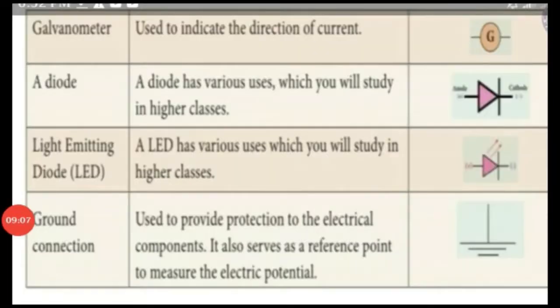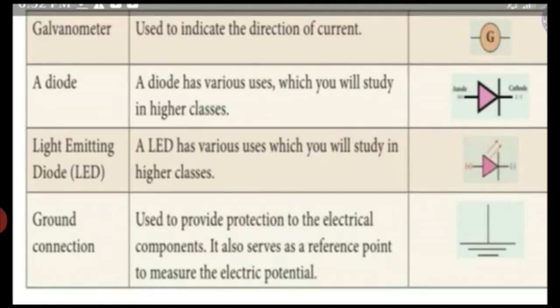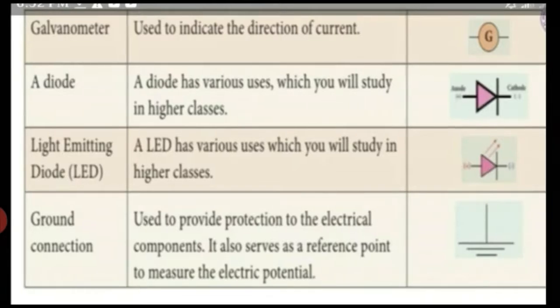The next component is the ground connection. It is used to provide protection to the electrical components. It also serves as a reference point to measure the electric potential. You can see the symbol.